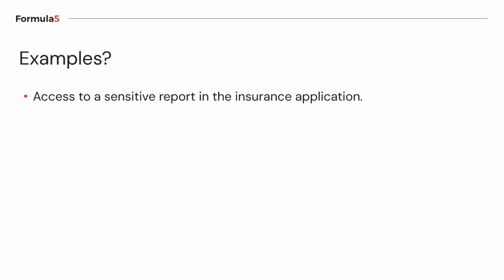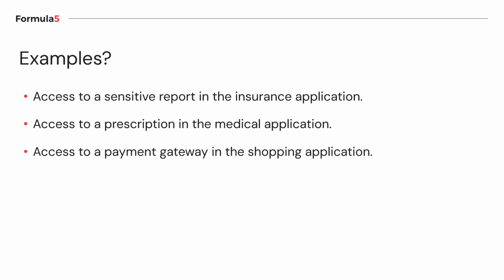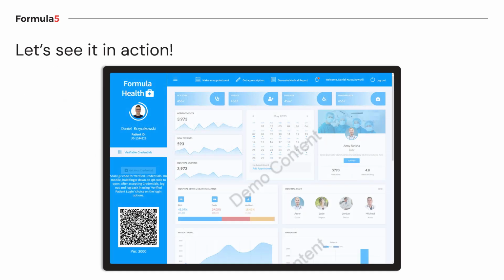Okay, so what are some examples here? Access to a sensitive report in the insurance application, access to a prescription in the medical application, or access to a payment gateway in the shopping application. All those operations can require step-up authentication. And to implement that, we will use Microsoft Entra External ID Conditional Access Authentication context. Great, so that's about the theory. Now let's see it in action.